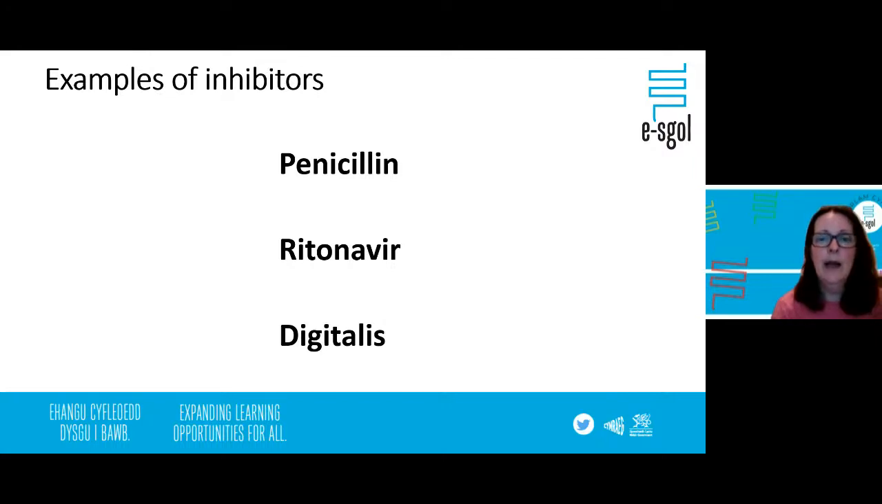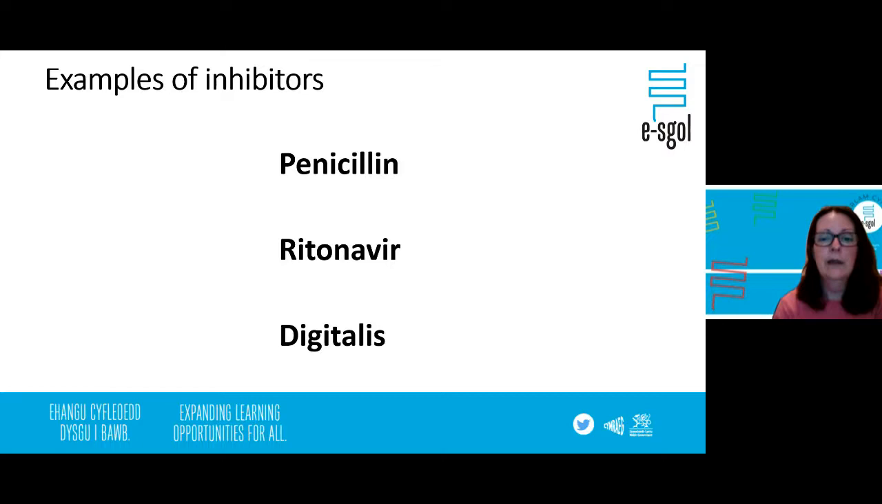Then secondly, we have another inhibitor called ritonavir, and that's an antiretroviral drug used in the treatment of HIV. It inhibits a particular enzyme called HIV protease, which would normally be involved in making new virus particles and would also help the spread of infection. Because that enzyme is inhibited, people who have HIV won't increase anymore in terms of their virus load, and also the infection won't spread anymore.